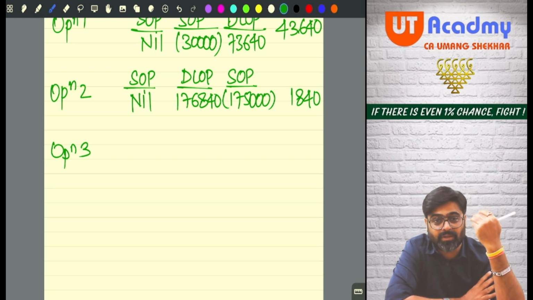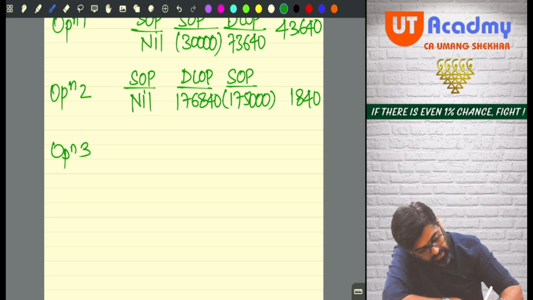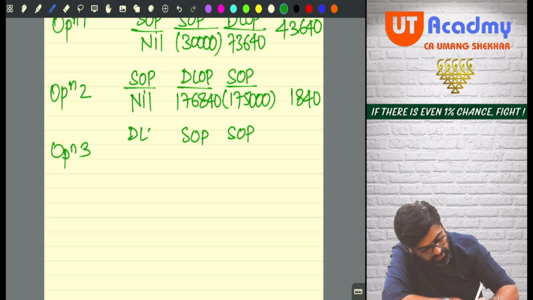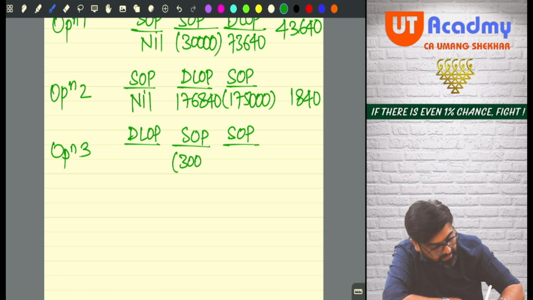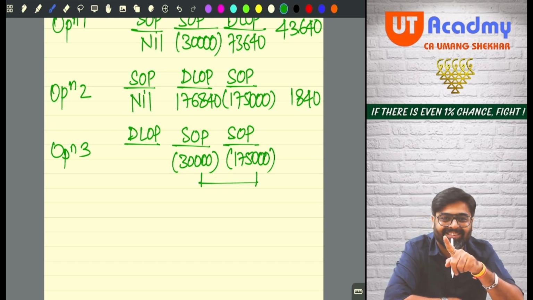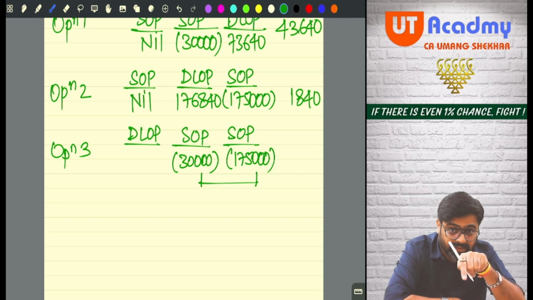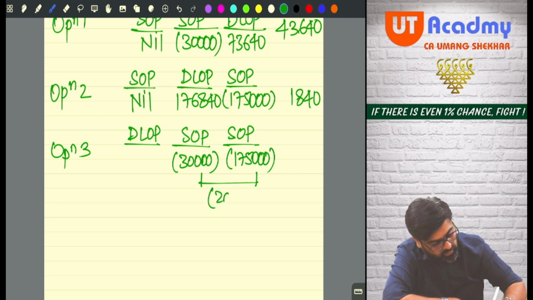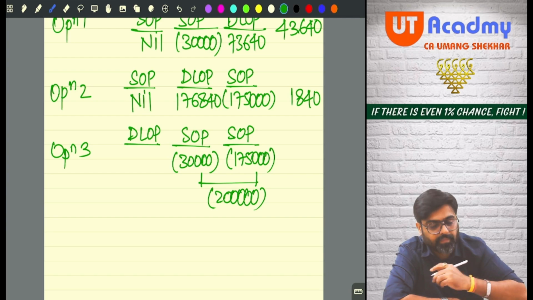Now let's see option 3. What option 3 says? This will be SOP. This will be SOP. So I will have to treat this as DLOP. If this is SOP, negative 30. This is SOP, negative 175. Both taken together cannot be more than 2 lakhs. So I will have to restrict the loss to the extent of negative 2 lakhs. Yes or no?